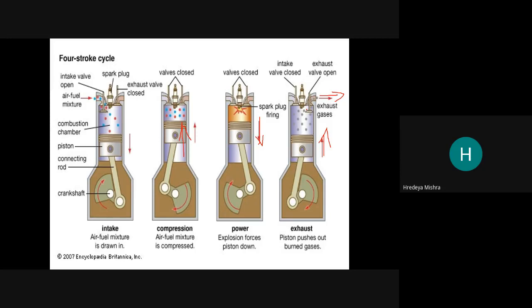This is the exhaust pipe, where the exhaust gases pass out to the environment. This four stroke cycle is continuously repeated. So the piston moves like this, and the crankshaft gets its rotary motion from this four stroke cycle.